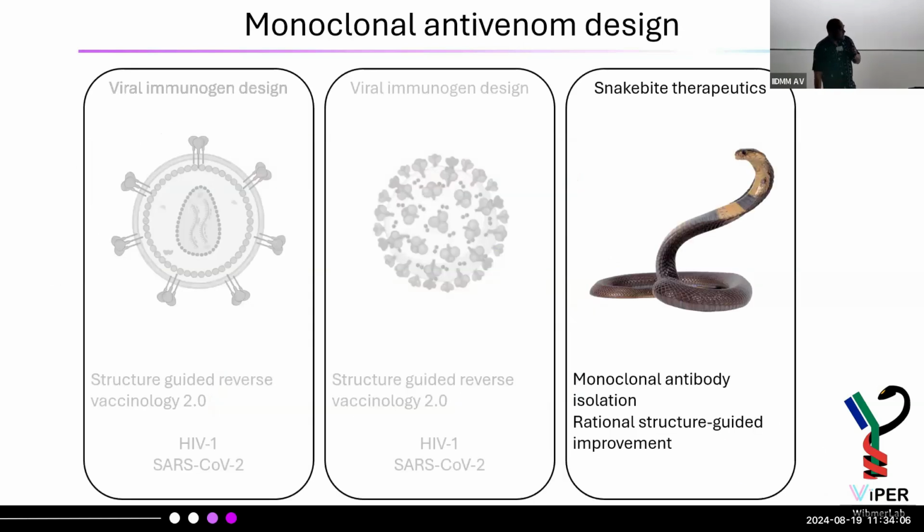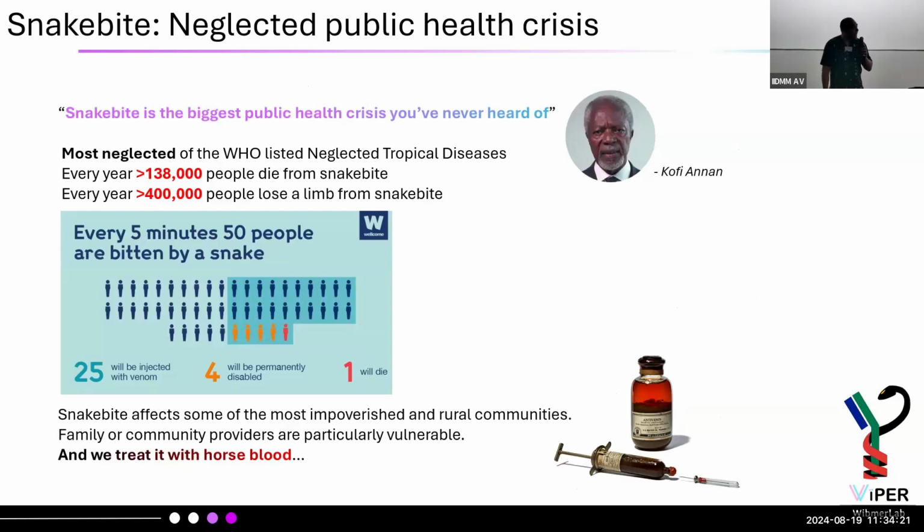That's the virology done. And that brings me with much excitement to the current major push in our lab, which is monoclonal antivenom discovery and next generation antivenom therapeutics to treat snakebite envenomation. And this very cool topic. Many people ask me, why snakebite? I tell them that snakebite is the biggest public health problem that they've just never heard of. It's one of the biggest crises around the world. It's considered the most neglected of WHO's neglected tropical diseases.